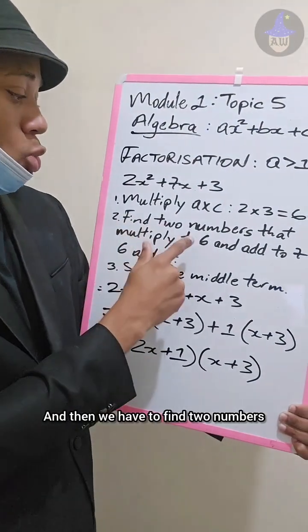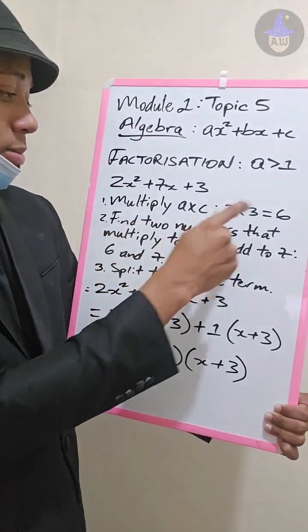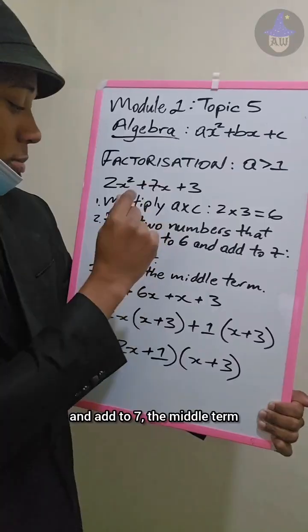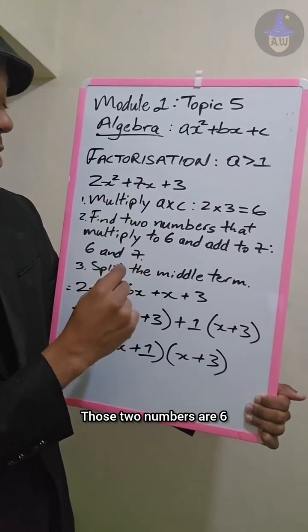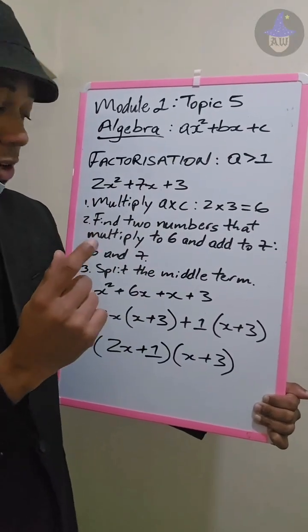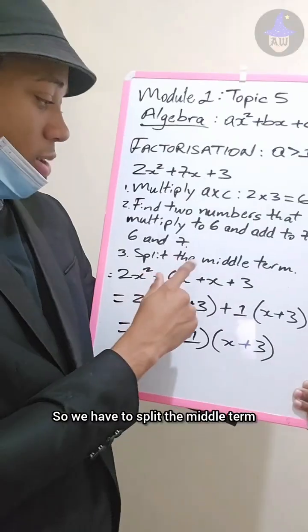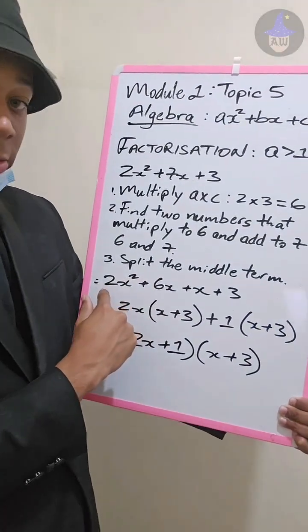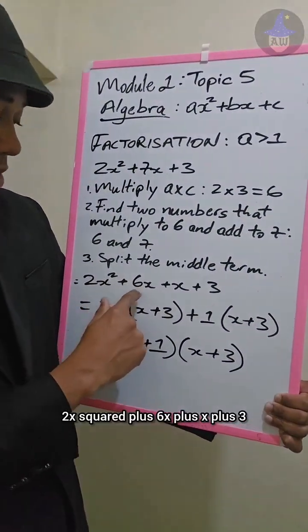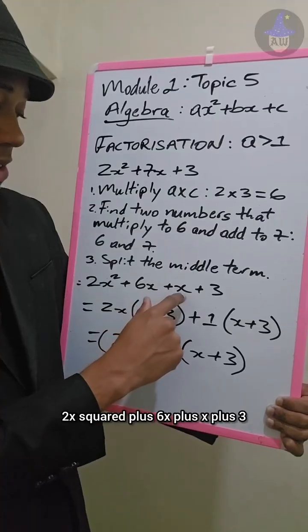And then we have to find two numbers that multiply to 6 and add to 7, the middle term. Those two numbers are 6 and 1. So we have to split the middle term. So now we have 2x squared plus 6x plus x plus 3.